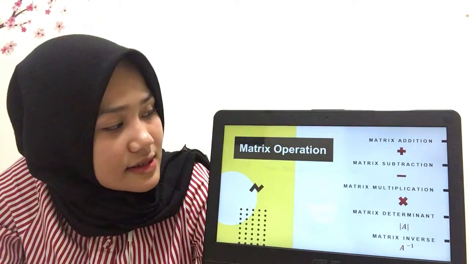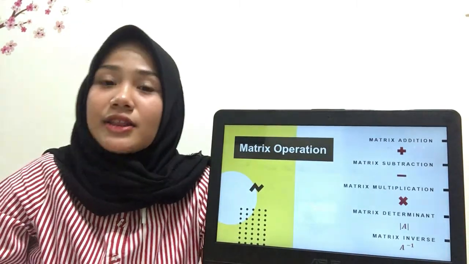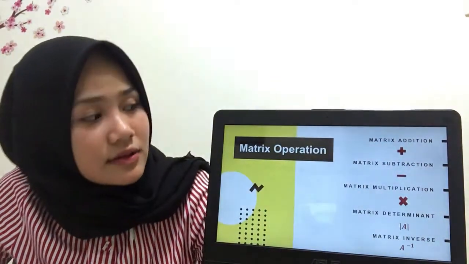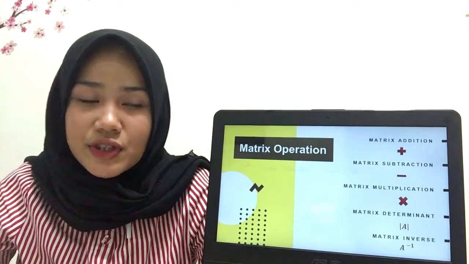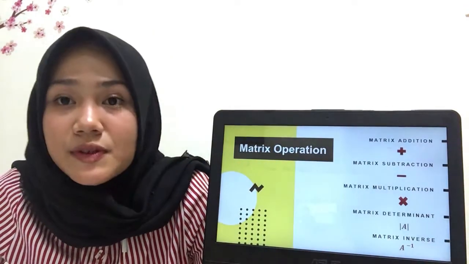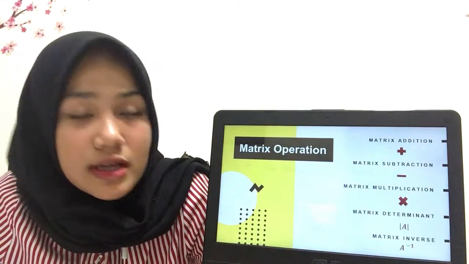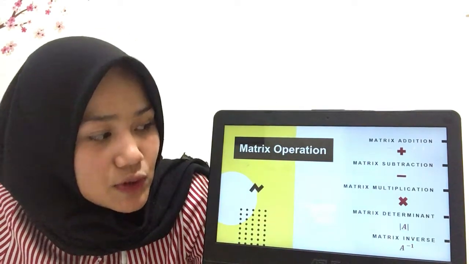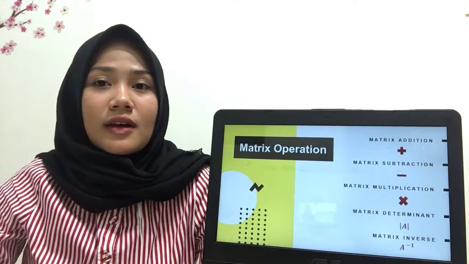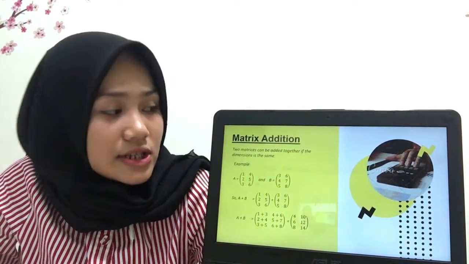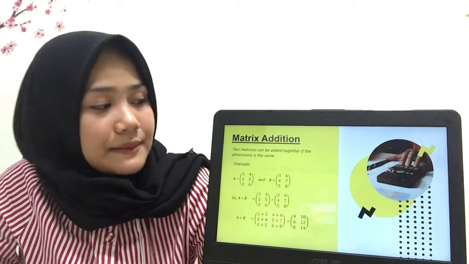Next is matrix operation. There are 6 operations of the matrix: matrix addition, matrix subtraction, matrix multiplication, matrix determinant, and matrix inverse. The first is matrix addition.